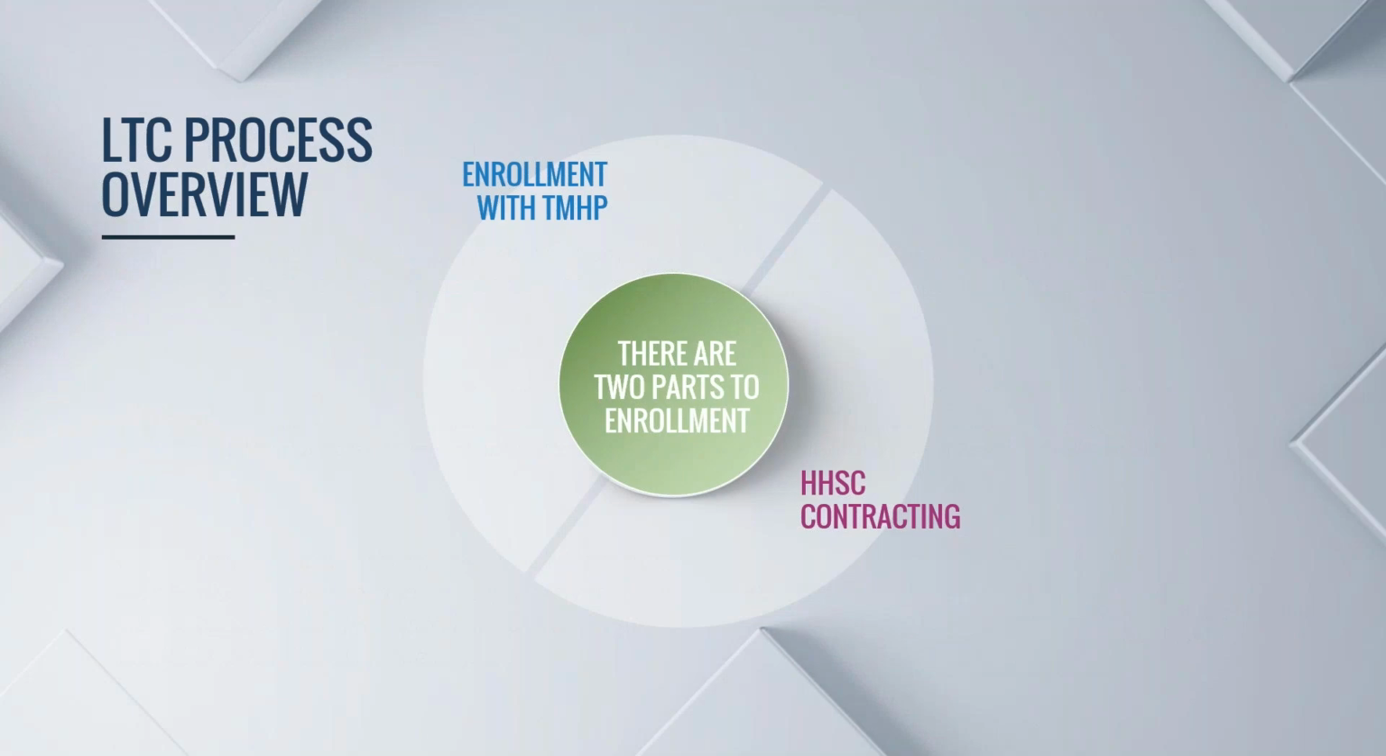Now let's look at a high-level diagram that explains the enrollment process for LTC providers. Step 1. Texas Unified Licensure Information Portal, or TULIP, is the long-term care licensure application system used by HHSC. When applicable, LTC providers must obtain licensure via TULIP before enrolling as a Medicaid provider.